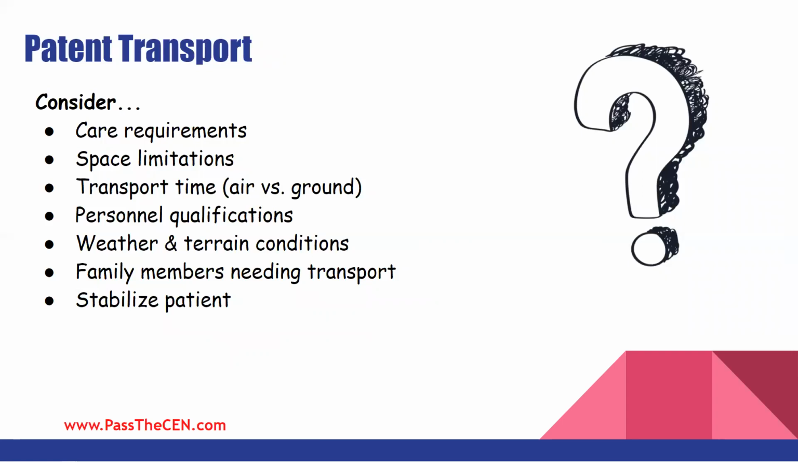Consider space limitations. The back of some of these ambulances and helicopters is not very big, and sometimes some of these devices and things we have on the patients might need to be changed out. Maybe we got that long traction device on a leg. Maybe it's more ideal to change it out to the EMS one that's a bit shorter. Consider the time. Obviously, air is faster for the most part than ground, depending on weather. Is this a patient that needs to be transported more expeditiously or not?